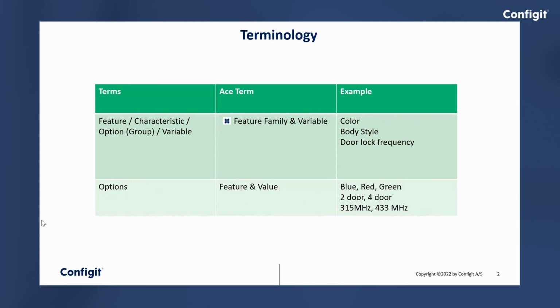If you have a feature family, then you can obviously have features within those feature families. These are sometimes called options or values in other areas. I have some examples of these over on the right here. For example, examples of a feature family: color, body style, door lock frequency. If you were to look inside of color, you would see blue, red, green. A 2-door, 4-door, those are examples of features. And these are not parts.